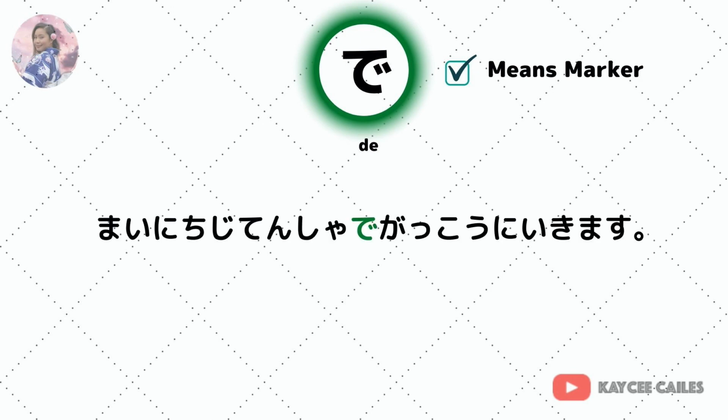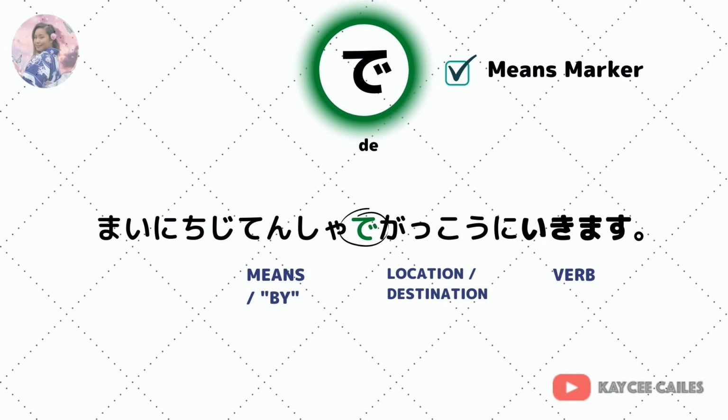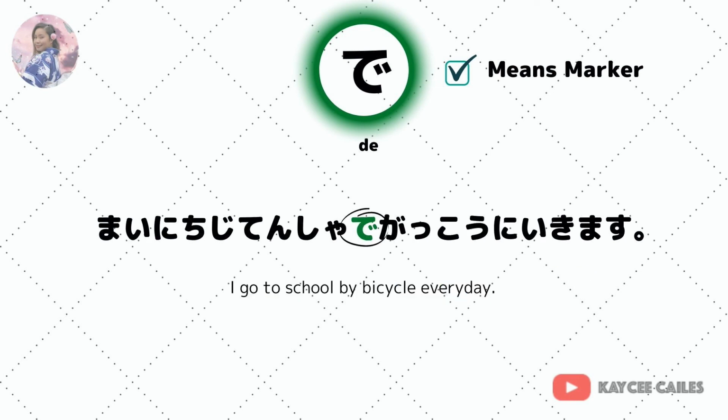Mainichi jitensha de gakko ni ikimasu. Mainichi meaning every day. Jitensha is our means of doing something, and followed by de. Gakko is the location or destination. Ni as our location particle. Ikimasu as our verb. Mainichi jitensha de gakko ni ikimasu. I go to school by bicycle every day.